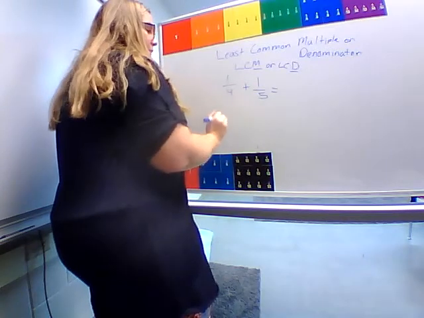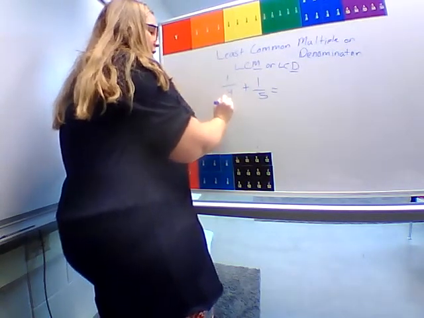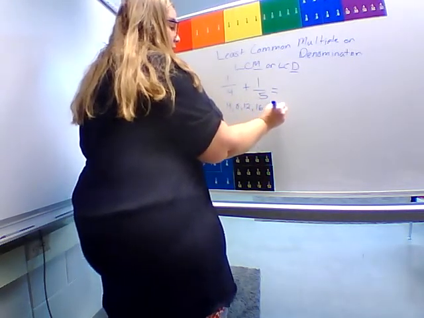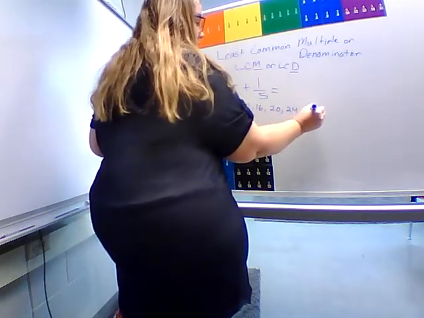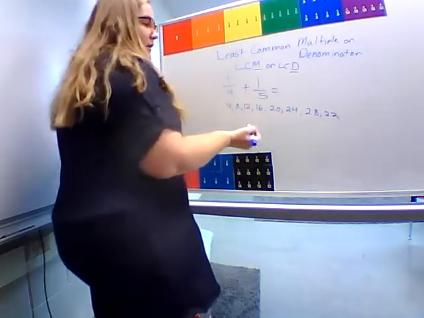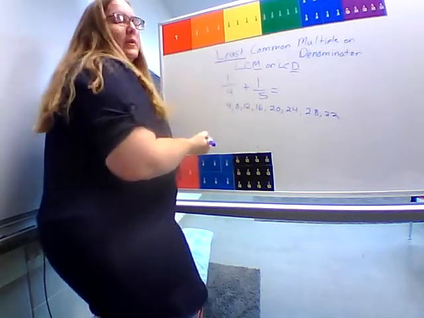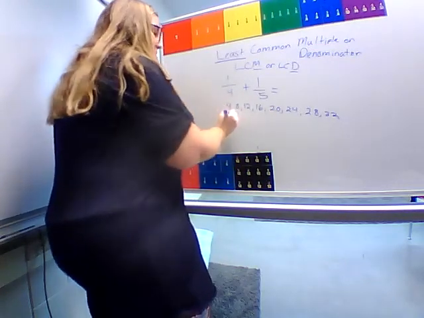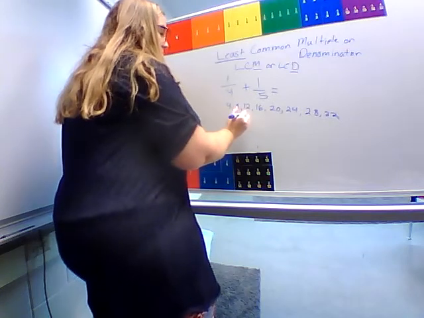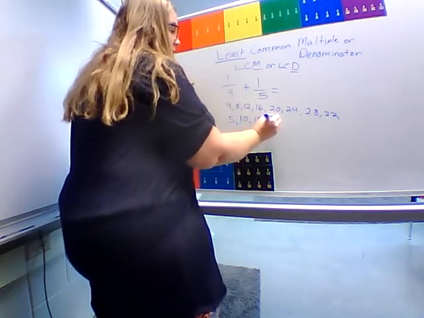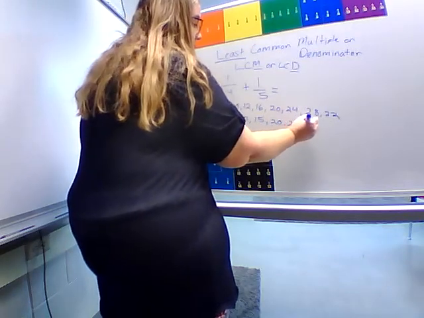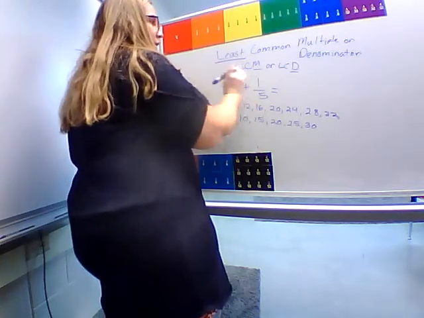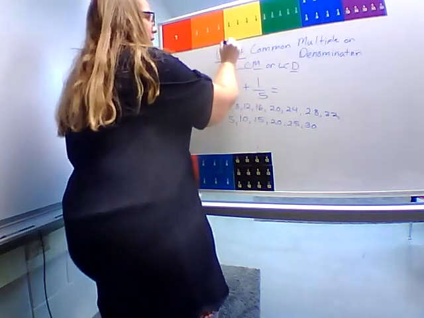So to find the least common multiple, I'm going to start by looking at my multiples of 4. So I've got 4, 8, 12, 16, 20, 24, 28, 32, and I could keep going, but remember we're looking for the least common multiple or denominator, so we want to keep these numbers small so they're easier to work with. Now I'm going to find multiples of 5, which means I'm going to be counting by 5. So I'm starting with 5, 10, 15, 20, 25, 30. I could keep going, but I'm going to stop here because, again, I want the smallest common denominator, the smallest common multiple. That's what we mean by least. It means the smallest.